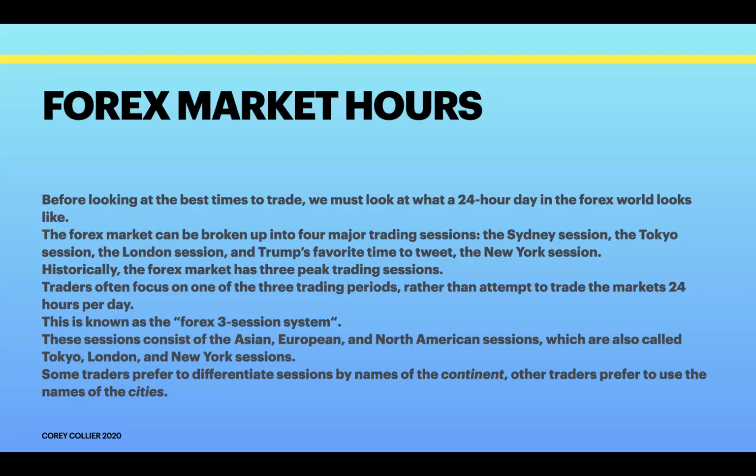Traders often focus on one of these 3 periods, like I said, rather than attempt to trade 24 hours. This is also known as the Forex 3-session system. The 3 main sessions actually traded, guys: you've got your Asian or Tokyo session, the European or London session, and the North American or New York session. There you go. Some traders prefer to differentiate the sessions by the names of the continent, while others prefer to use the names of the actual cities where the exchange is located.